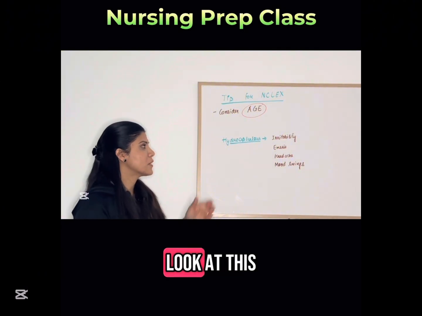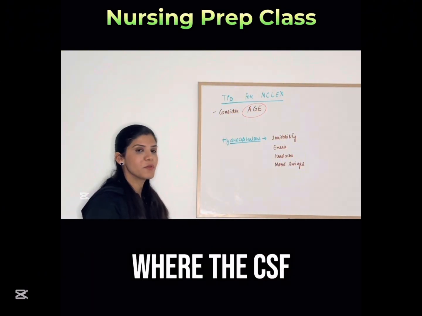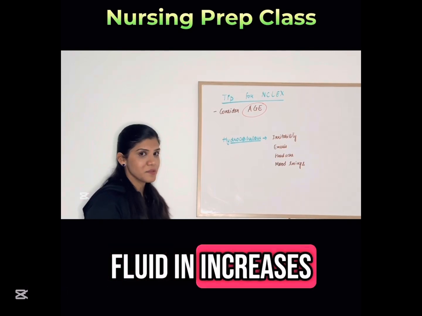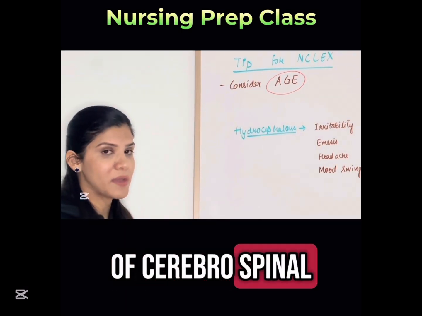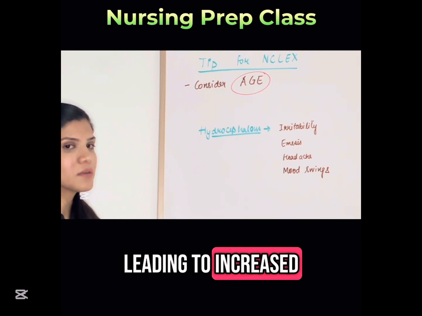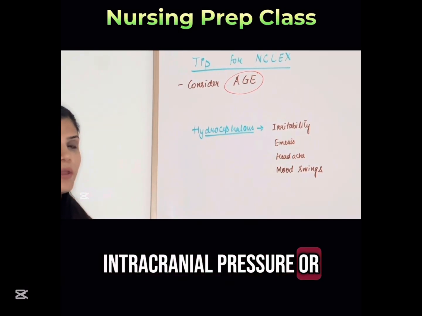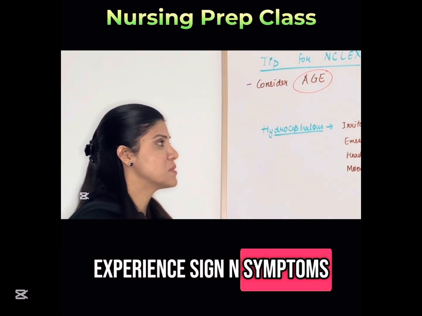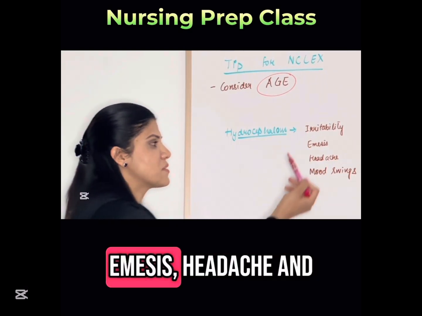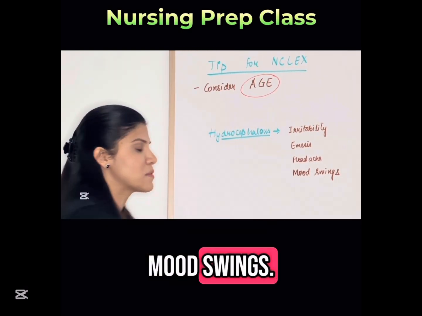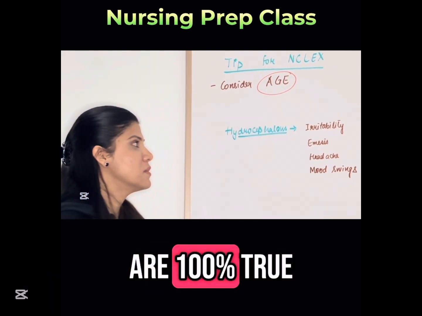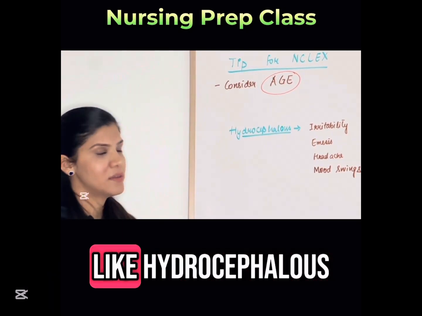If we look at this condition called hydrocephalus, where the CSF, or cerebrospinal fluid, increases, so the volume or the amount of cerebrospinal fluid increases, leading to increased intracranial pressure, or increase in ICP. Due to that, the person will experience signs and symptoms like irritability, emesis, headache, and mood swings. So they all make sense. They all are 100% true for a diagnosis like hydrocephalus.